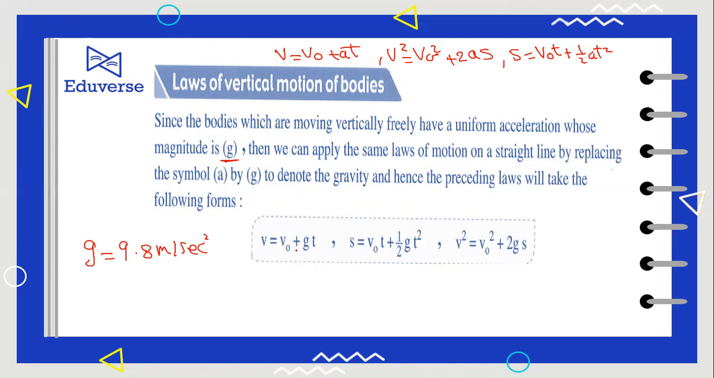V equals V naught plus gt, and S equals V naught t plus half gt squared, not at squared. V squared equals V naught squared plus 2gs, not 2as. These rules are used in horizontal motion, and these rules are used in vertical motion. Okay.